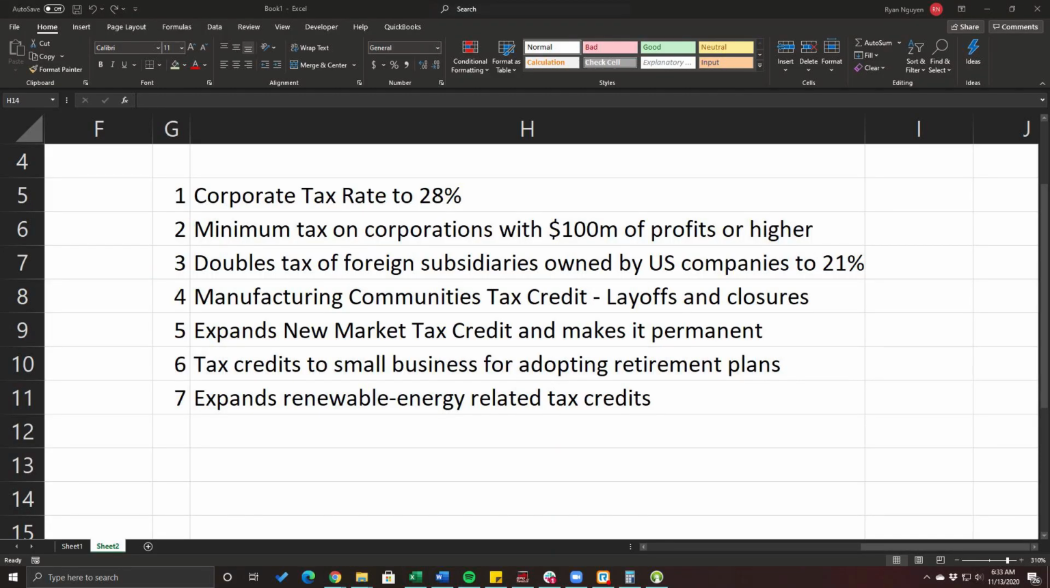The sixth major change would be adopting a tax credit that will incentivize employers to adopt retirement plans for their employees. And I think this is a great tax credit. I think this is a great incentive because, first of all, retirement plans are a great tool to defer your income. They will also be a good tool for retaining your good employees.